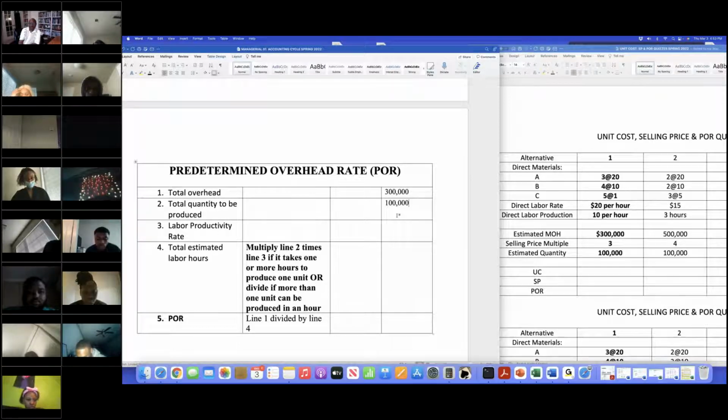100,000. So that's 3. Don't you divide it? Yes. The labor productivity is, we said 10, right? So how many hours is it going to take them to make it? 10,000, because you have to make 10 in an hour. So the estimated hours is 10,000. So your POR is what? 30. Yep. 30. Got it? Yes.